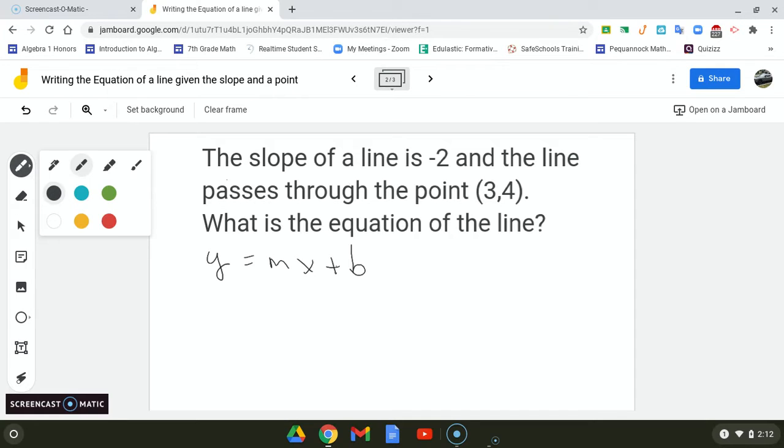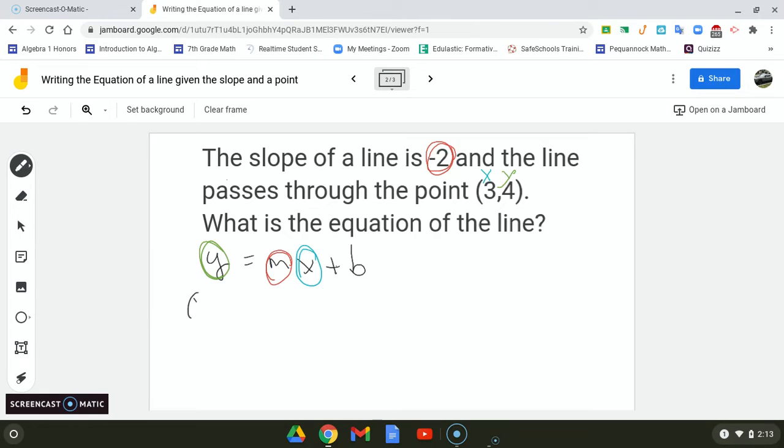But what we do know is the slope. We know m, right? m is going to be -2. The other thing that we know is x and y, because this is x. The 3 is x, so we know that x is 3. The other thing that we know is y. We know y is 4. So again, the only thing we're missing is b. So all we're going to do is substitute in, and we'll see what we end up with.